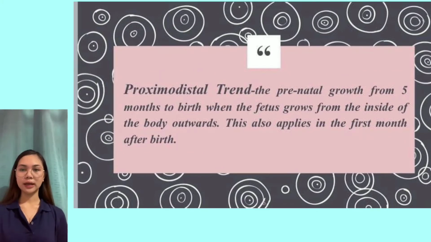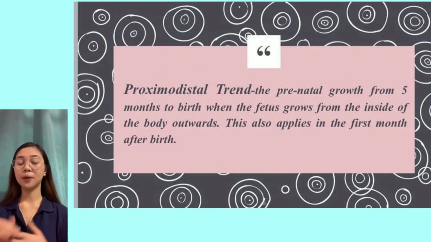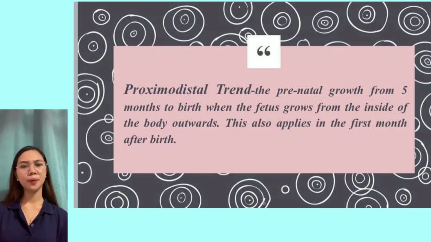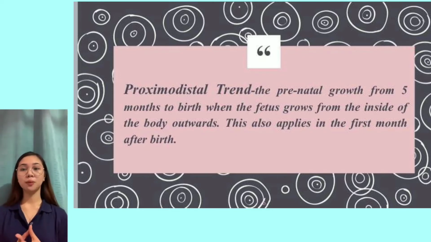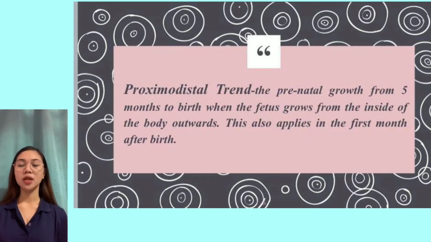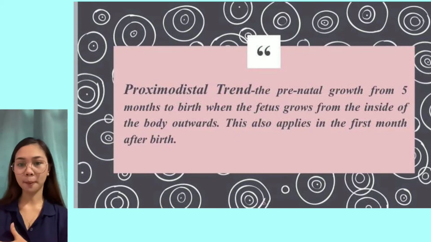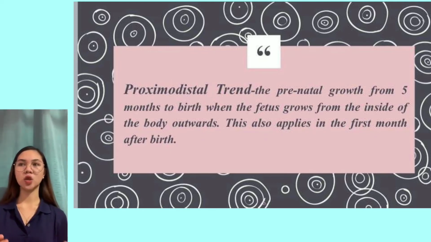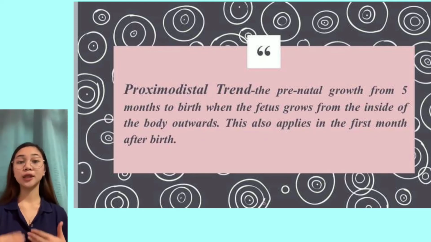Next is the proximodistal trend. So what is the proximodistal trend? This is the prenatal growth from 5 months to birth, when the fetus grows from the inside of the body outwards. This also applies in the first month after birth. The term proximodistal comes from the Latin word proxim, which means close, and distal, meaning away from, because the trend describes a path from the center outward.